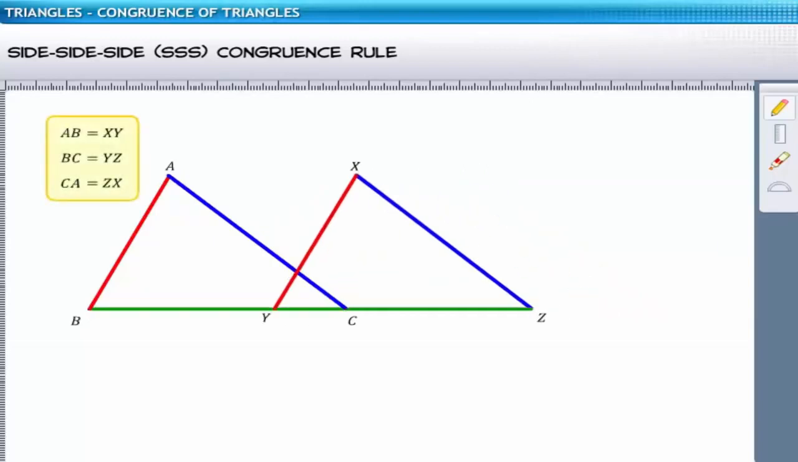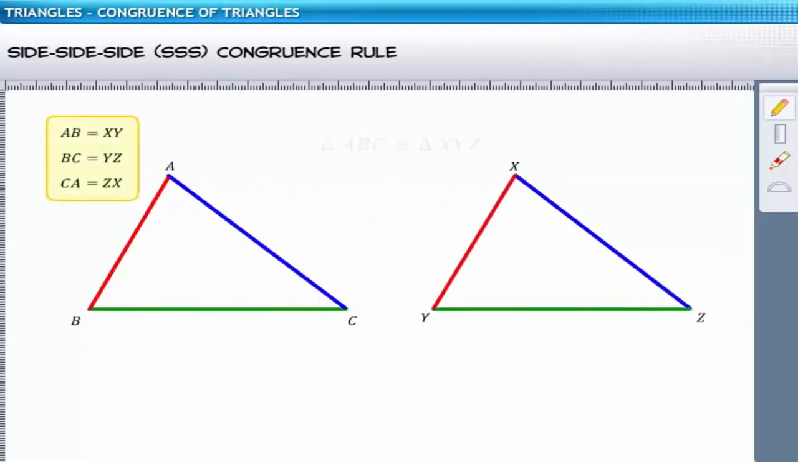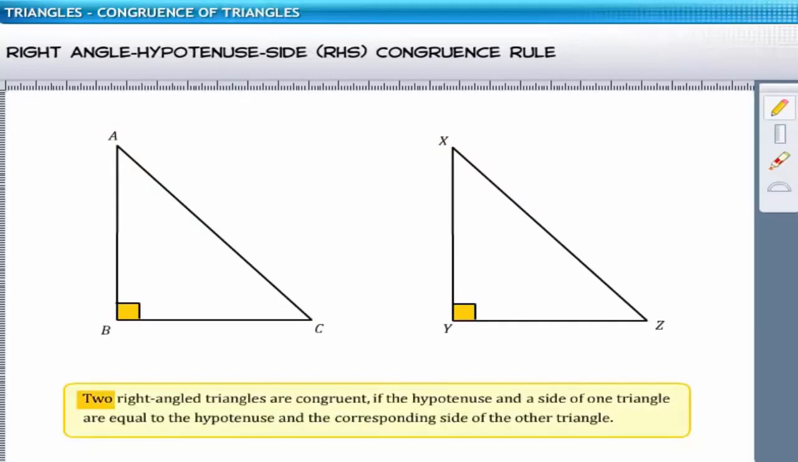On comparing, we see that the respective sides are equal. Therefore, the triangles are congruent. Two right-angled triangles are congruent if the hypotenuse and a side of one triangle are equal to the hypotenuse and the corresponding side of the other triangle. This is referred to as the right-angled hypotenuse side or RHS congruence rule.